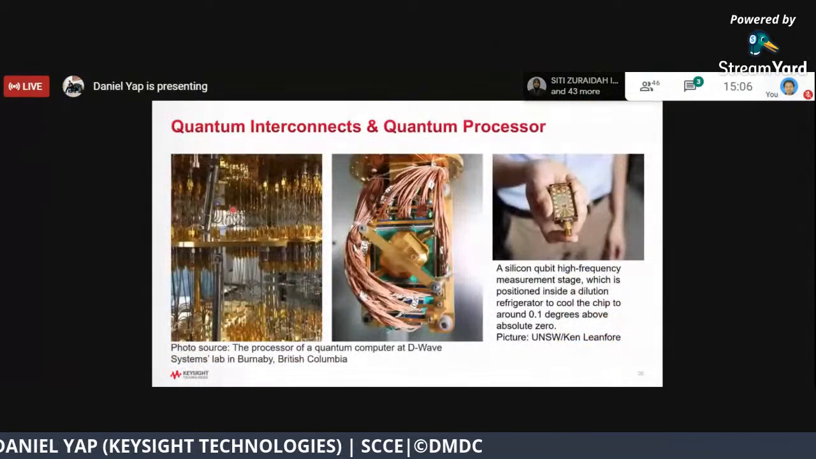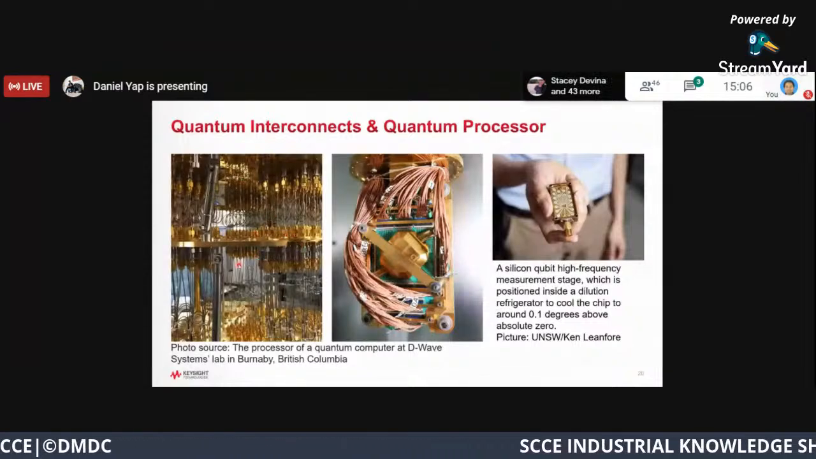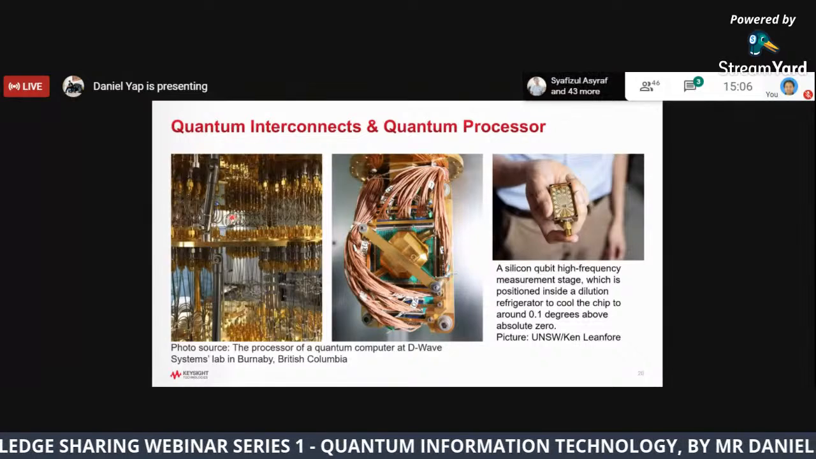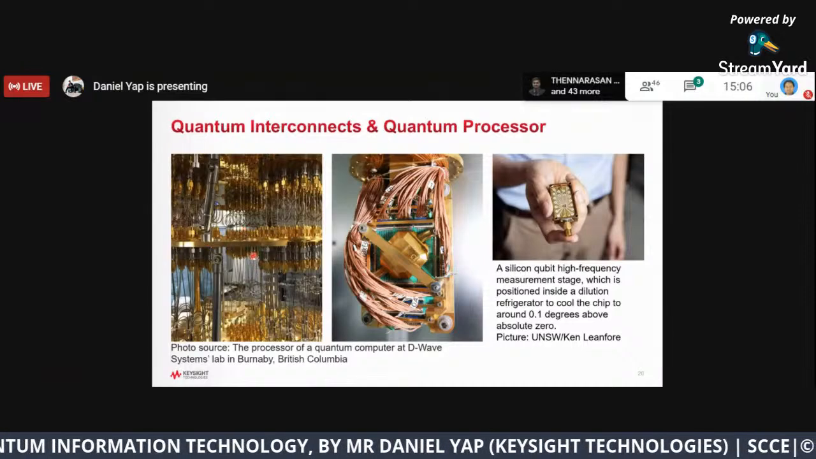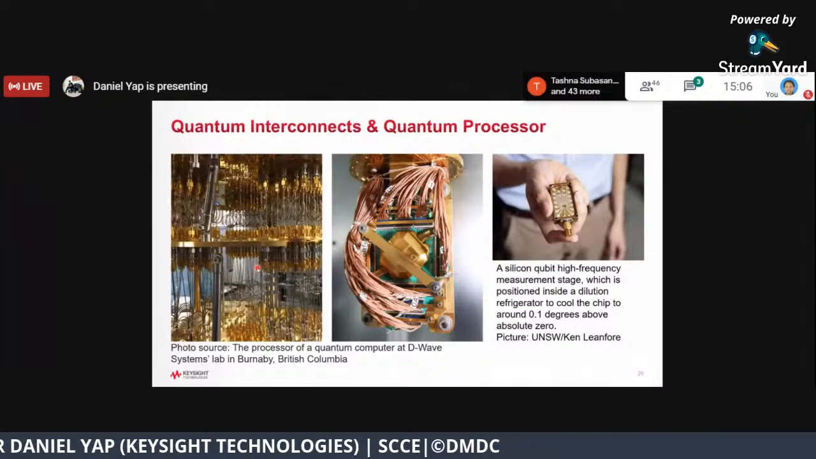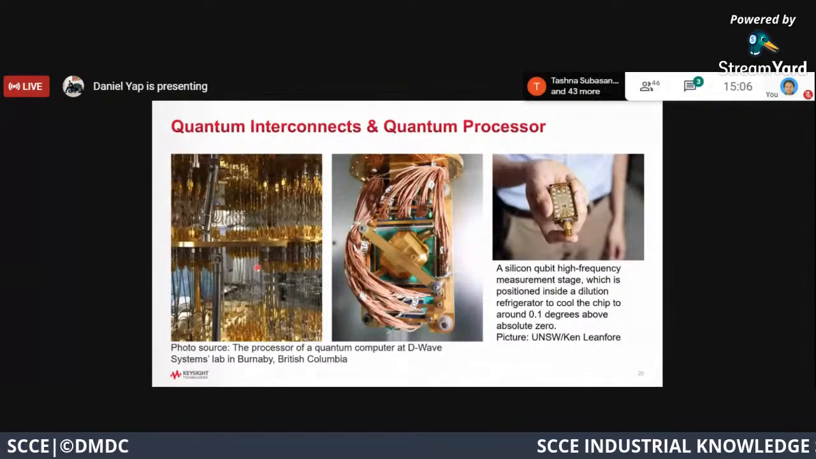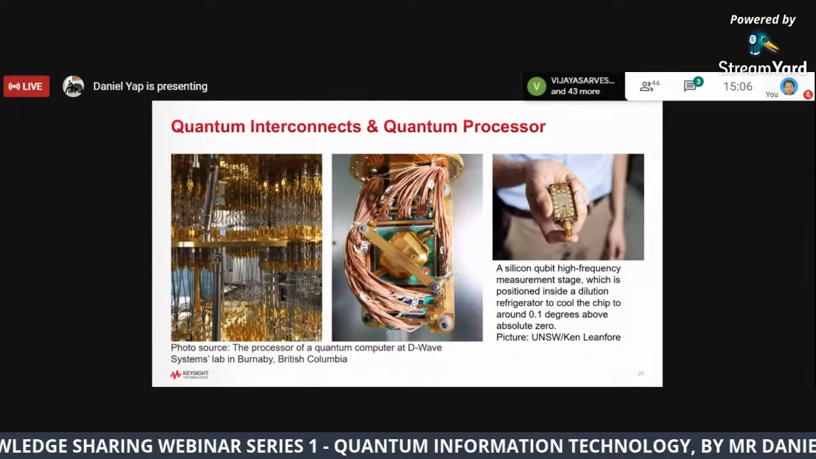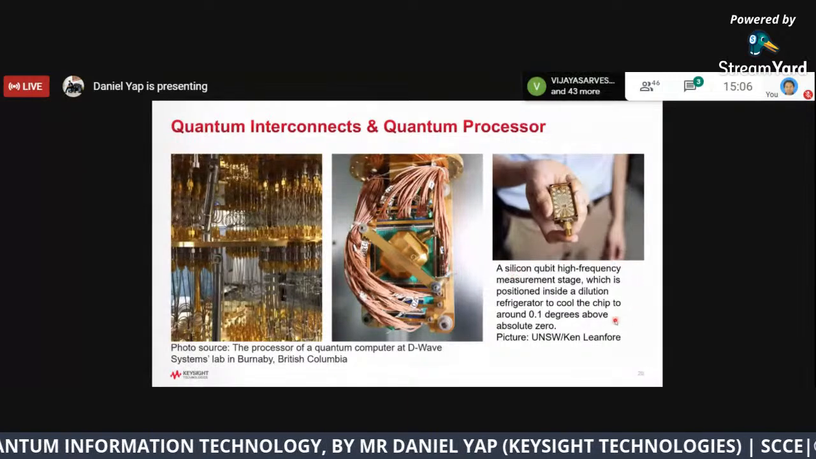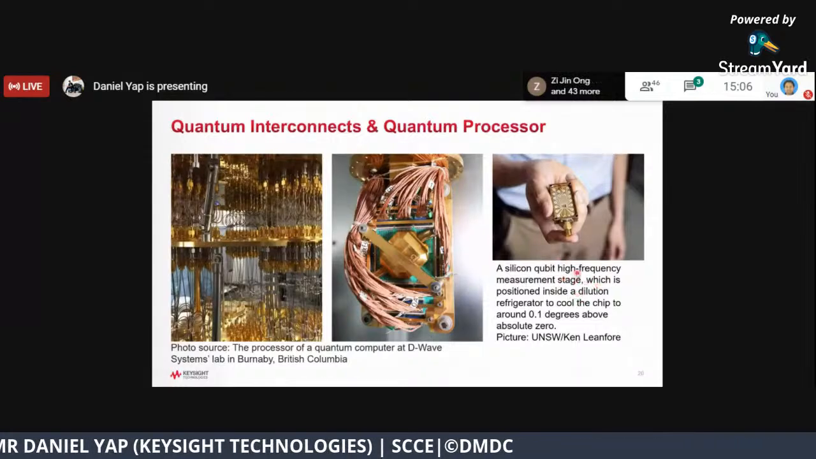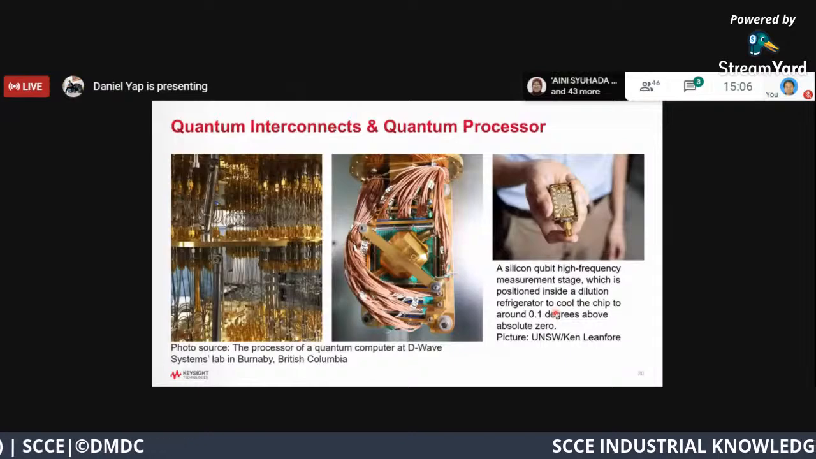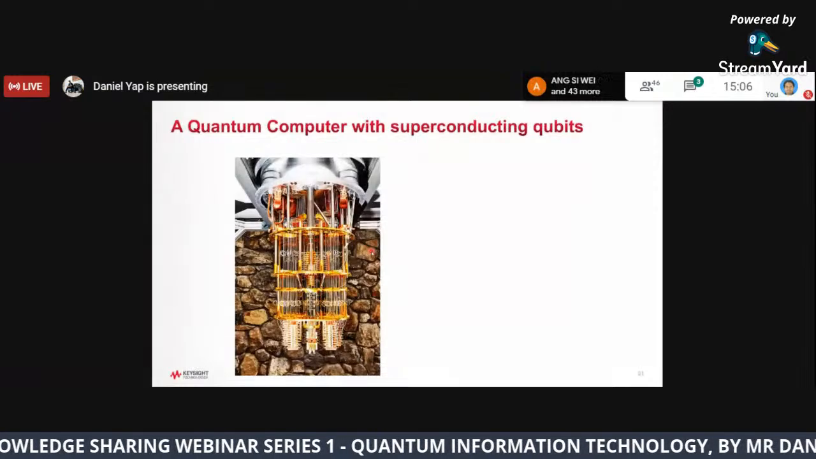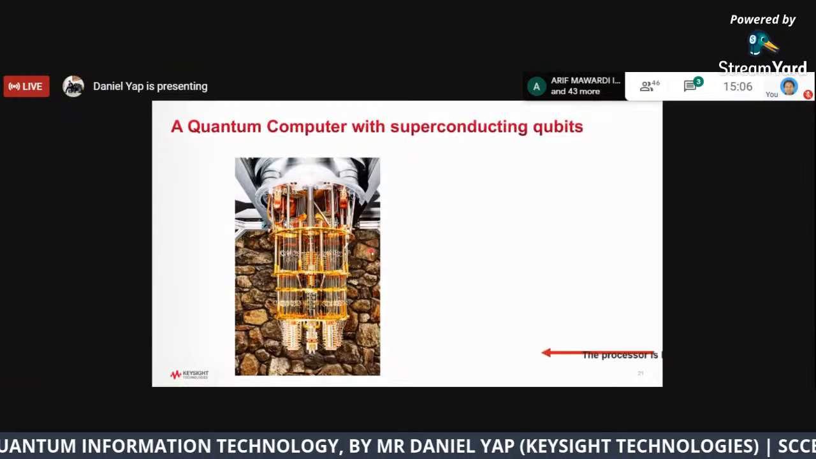I did mention the interconnects. You can see there are hundreds of interconnects in it. Really, really a lot. It is so fragile and high precision is required. You need a very good material to transfer the signal, because you want to keep the signal-to-noise ratio very good. Over here, this is a qubit, the processor. And this is another one, a silicon qubit for high frequency, done by UNSW. Well, this is D-Wave technology. A quantum computer with superconducting qubits. So let's look at the first one here. I want to show you.